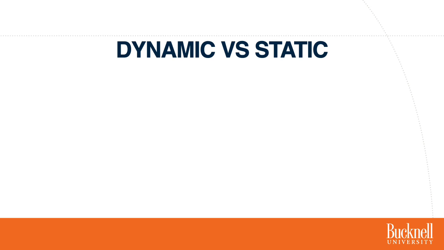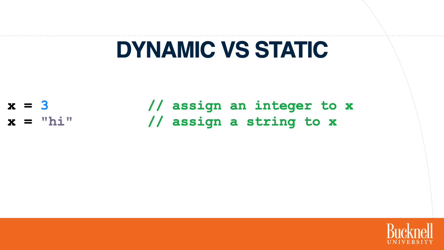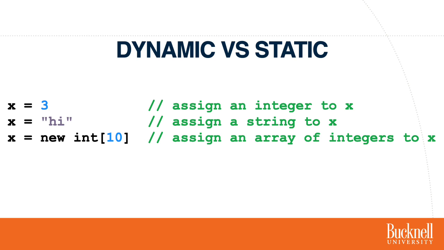So, dynamic versus static typing. Let's say we have a variable. We're creating the variable implicitly, and we're assigning it a type implicitly. We're just saying x equals 3. Then, let's say after that, we decide to use that variable again and say x equals hi. And then we use the variable again and say this time x equals new int 10. We're creating an array of 10 integers. Will this cause the program to crash, or will this just be fine? That depends on whether it's a dynamic or static language.